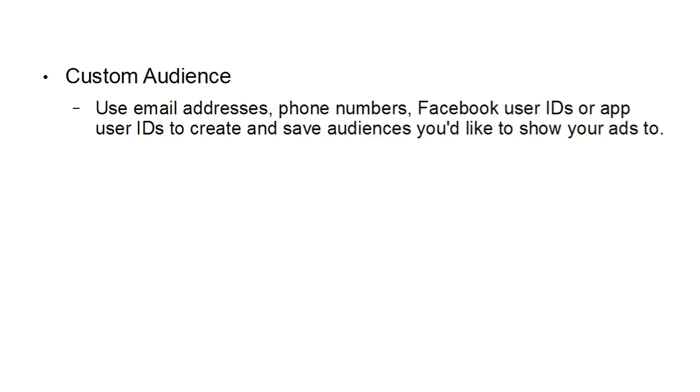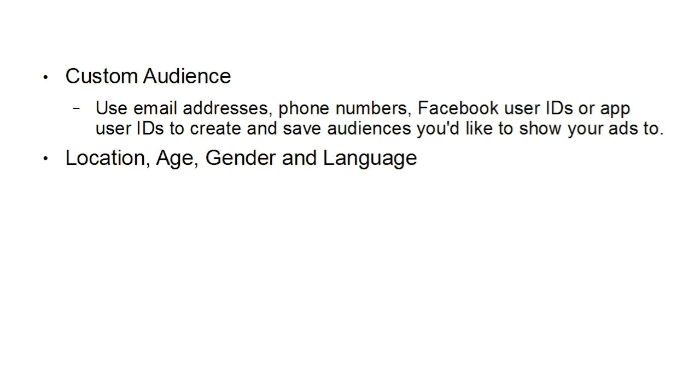Okay, now let's look at the different targeting options that Facebook has, because they do have quite a few, and the sort of targeting option that you're going to choose is largely going to be dependent, of course, on what your product or service is. Now, you can create a custom audience if you want. You can use email addresses, phone numbers, Facebook user IDs or app user IDs to create and save addresses that you'd like to show your ads to. So you can make sure that only people who you've specifically selected will actually get to see your ad. Nobody else will. You can also choose by location, age, gender, and language.